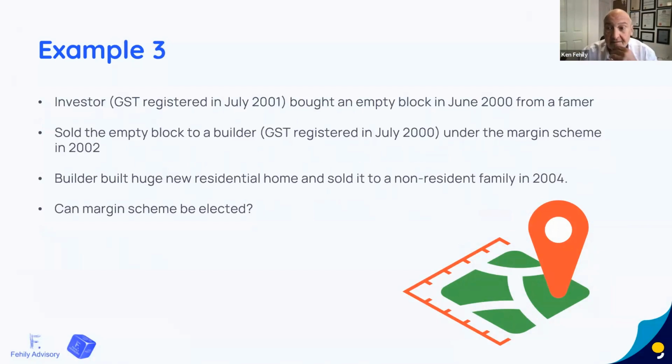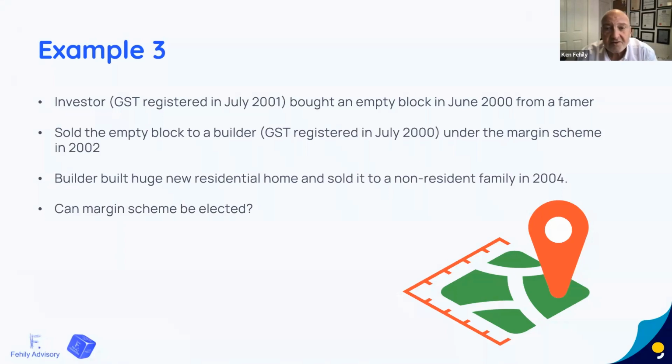An investor, registered in 2001, bought an empty block from a farmer. Assume they're registered. They sold the empty block to a builder, also registered in July 2000, under the margin scheme in 2002. The builder then built a huge residential home and sold it to a non-resident family in 2004. Can that builder use the margin scheme?